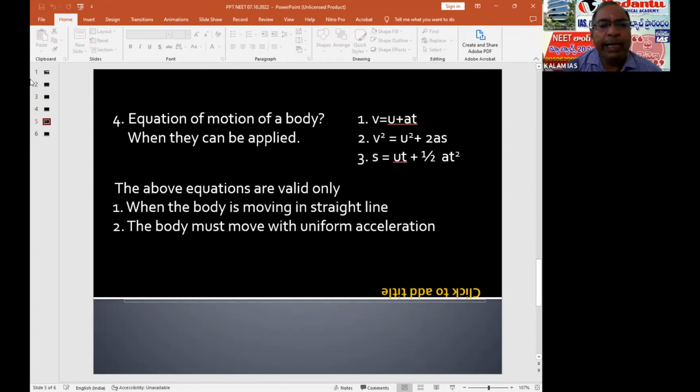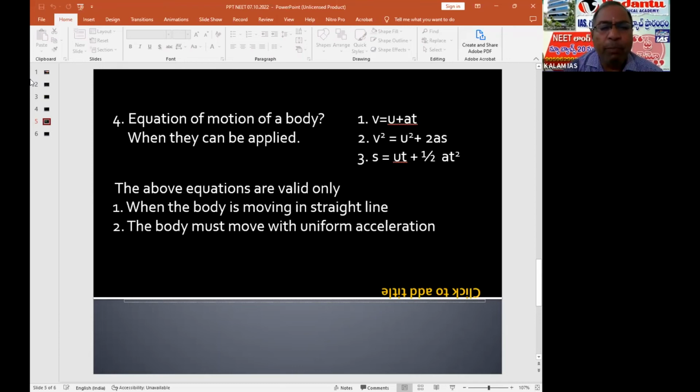Next, we see when the equations of motion of a body can be applied. What are the equations? V is equal to U plus AT, V square is equal to U square plus 2AS, S is equal to UT plus half AT square. When can we apply these equations? In some cases we cannot apply them. The above equations are valid, we can apply the equations only under certain conditions.